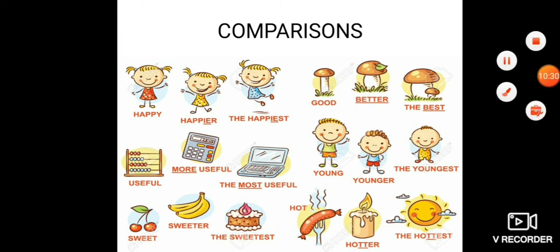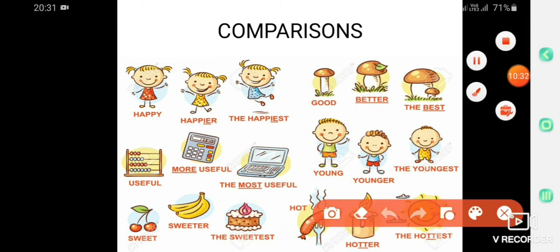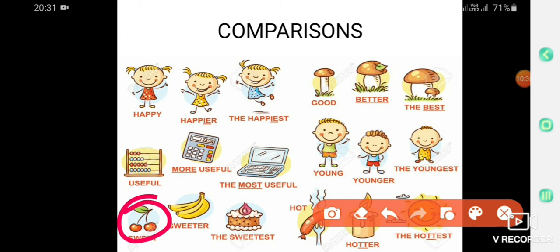Now the third example: sweet, sweeter, the sweetest. If you are talking about this fruit, if you are comparing both these fruits, you have to write sweeter.